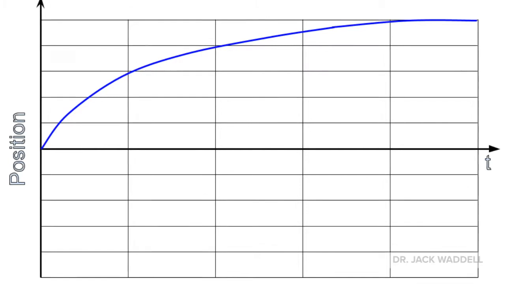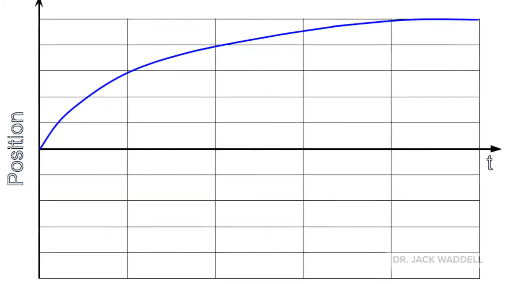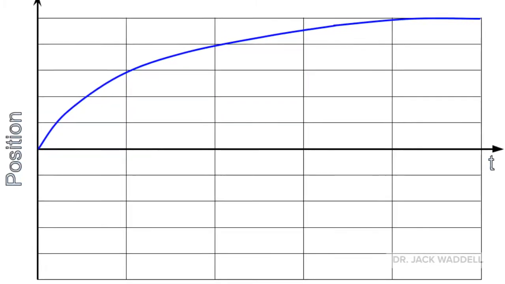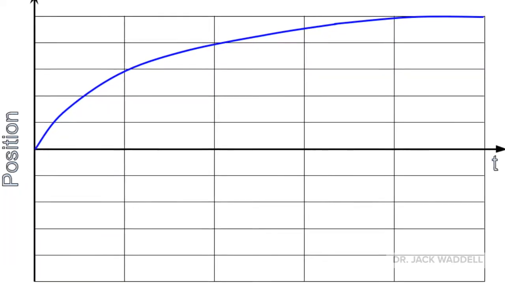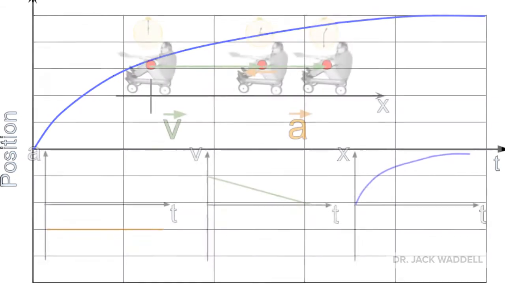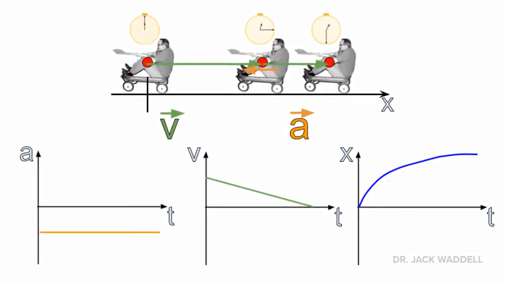And for our position graph, we should be moving upward the whole time, but our graph should be getting flatter because a flatter graph means we're moving slower. And here it is all together.